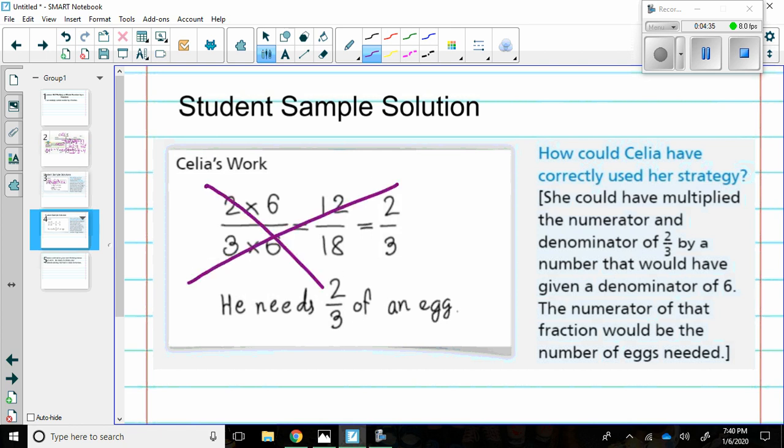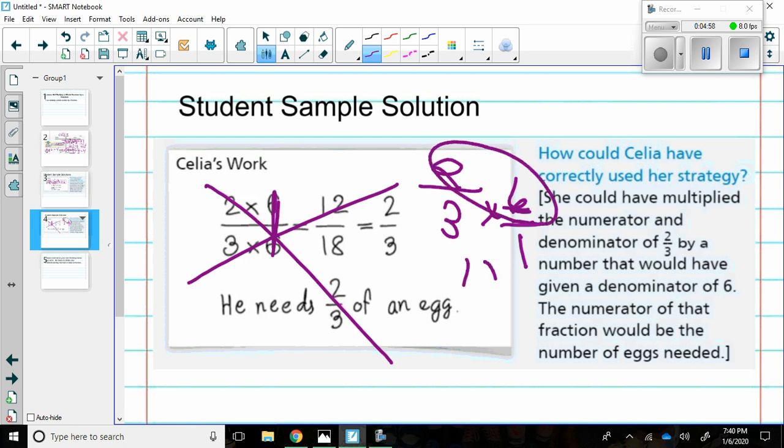What she should have done is taken 2/3 times 6/1, because it's not 6/6, guys. That's 1 whole. She had 6 eggs. She's dealing with 6 wholes. So you want to put a 1 underneath the 6, because that's not going to change the value of the 6 wholes. Then multiply straight across like I did. So you would get 12/3, which is equal to 4 eggs.